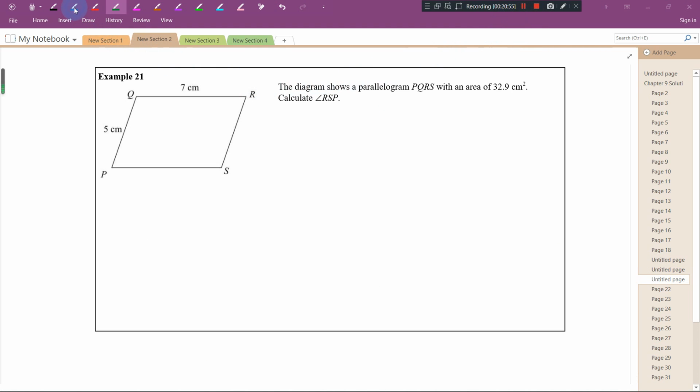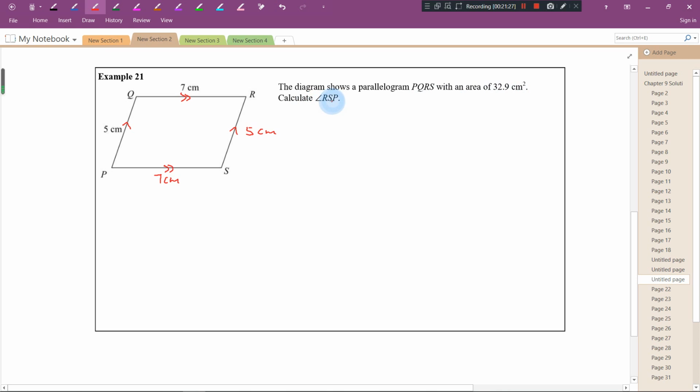Okay, let's try one more example. The diagram shows a parallelogram PQRS. So PQRS, this is a parallelogram. So we know that this is 7, here must be 7 as well. If this is 5, here will be 5 as well. Here and here are parallel to each other because it's a parallelogram, and this side and this side are parallel to each other. Okay, so the whole thing, the area is 32.9 square centimeters.